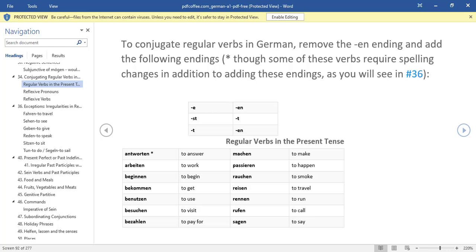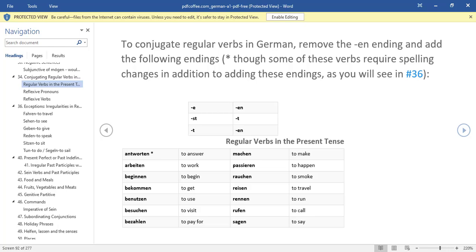Machen, to do or to make something. So, ich mache mein Bett. I make my bed. Jeden Tag. So, machen, ich mache, du machst. Er, sie, es macht. Wir machen, ihr macht, and lastly, sie machen. So the rest I would like you to try and conjugate by yourself and challenge yourself to learn these verbs, because these are very common verbs.